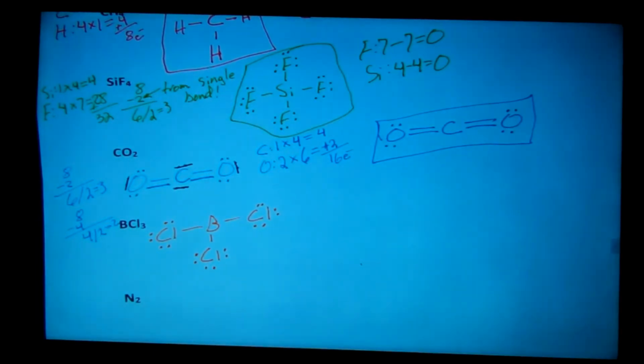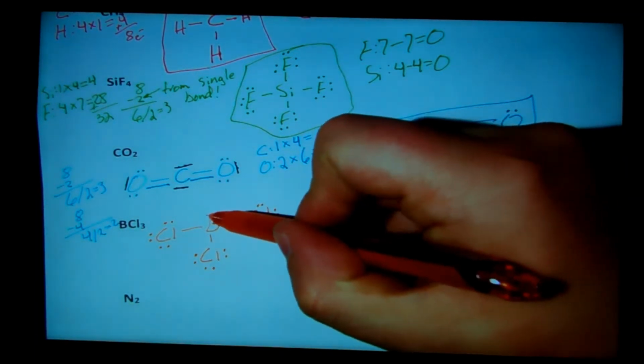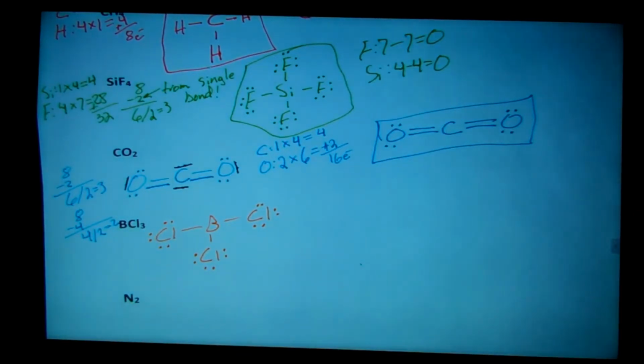Now there is a trick here, and hopefully you caught the trick. Do not put a lone pair on boron. This is why. Remember, boron is the second rule breaker for the octet rule. It only has 3 electrons to share and bond with. Therefore, it will only form 3 bonds. It will not take a full octet.